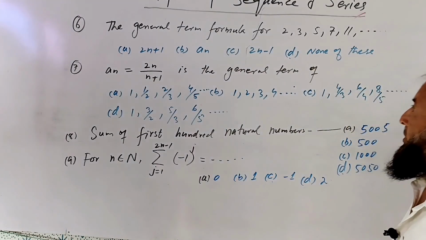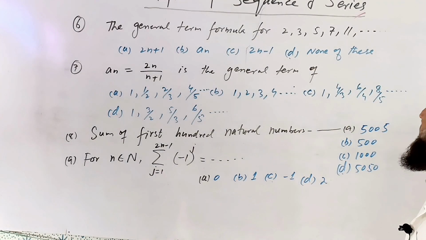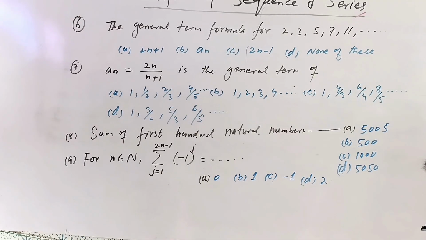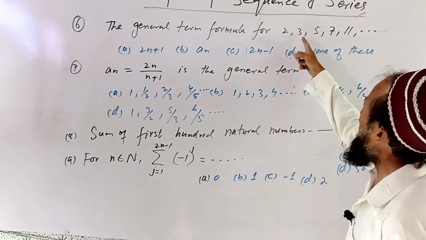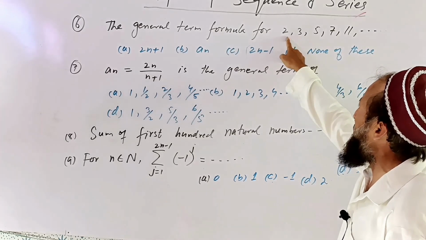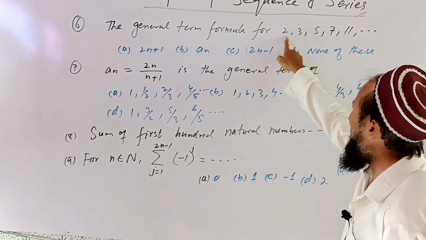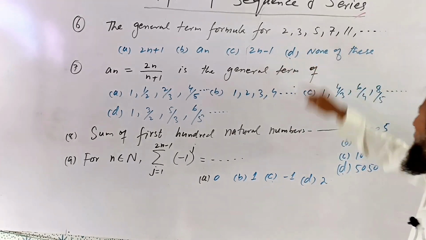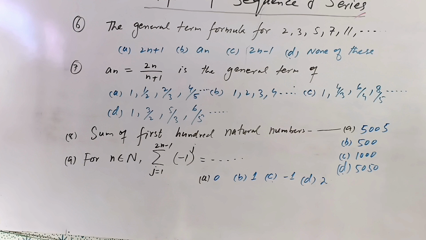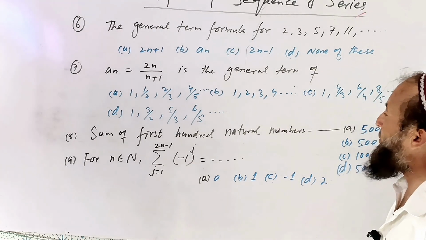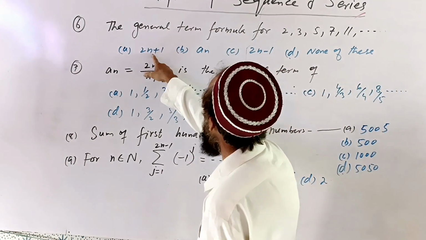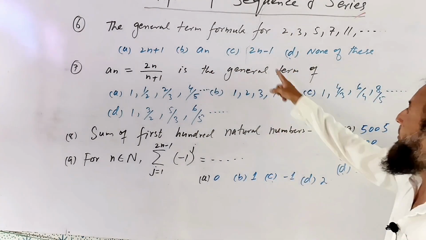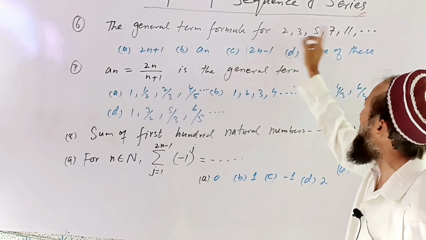For question 6, the general formula for 2, 3, 5, 7, 11. Look here, if we find the common difference, 3 minus 2 gives 1, then 5 minus 3 is 2, and here is also 2, and here is 4. There is no pattern available here. If we check the general term, we will get 3, but the first term is 1, 2, and similarly if we put 1, we will not get the first term.